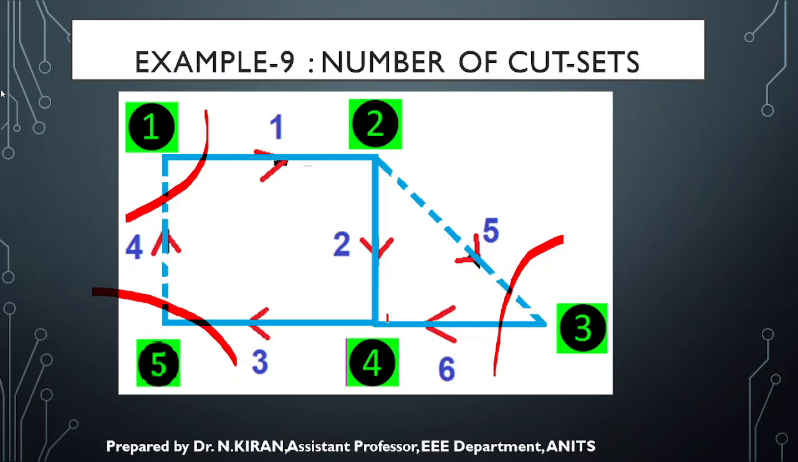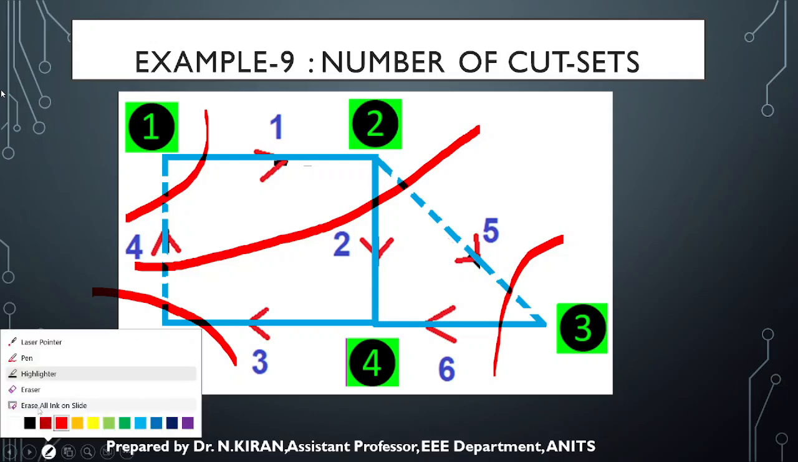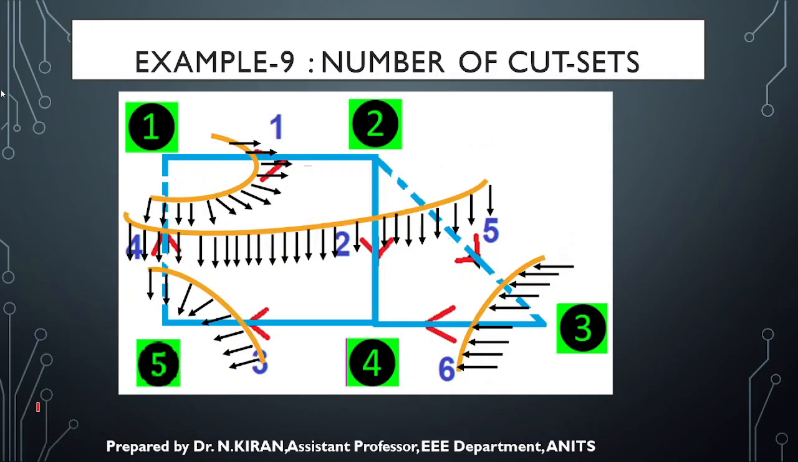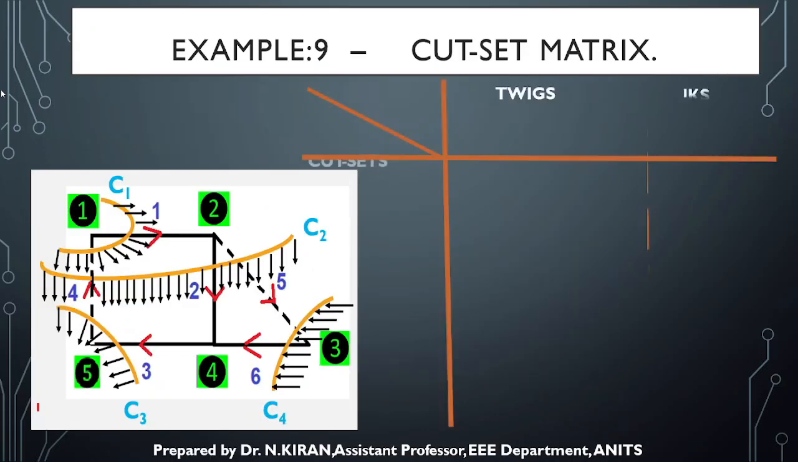Coming to my second twig, I can consider this as one cut set. It is cutting my entire graph into two parts. It is only cutting one twig, twig 2, and it's cutting two links, 4 and 5. So nowhere is the rule violated. This is how we have considered the cut sets, and the direction of the cut set should be in the same direction as the twig it is cutting. So C1, C2, C3 and C4 are the cut sets for forming the matrix.